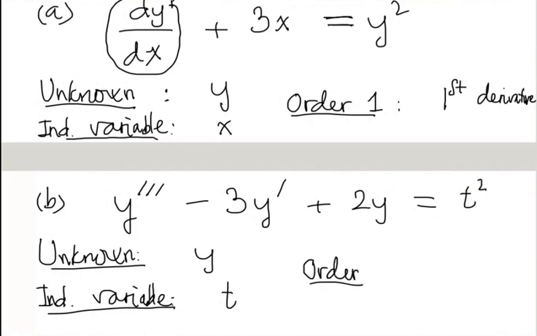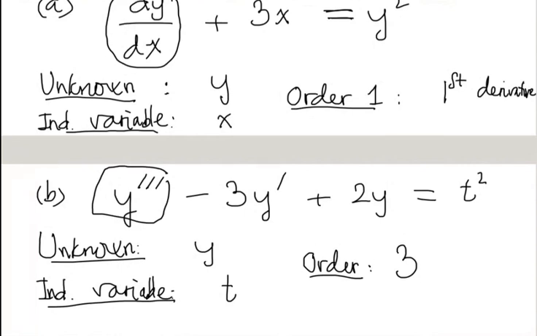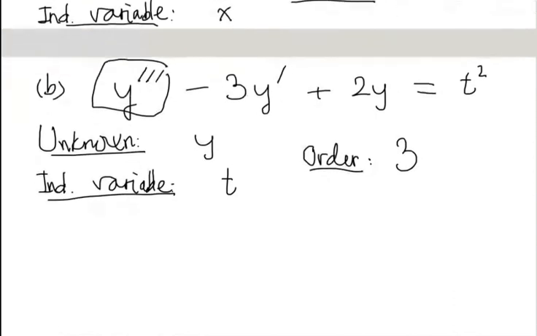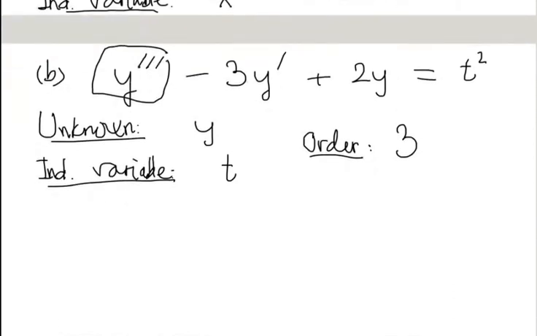The order of this differential equation is order 3 because the highest derivative in the differential equation is triple prime. So in general, the order of a differential equation is the highest derivative you see in the differential equation. Of course, you can come up with other differential equations, and later on we will see a lot more.